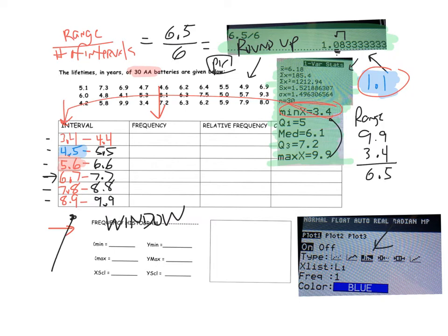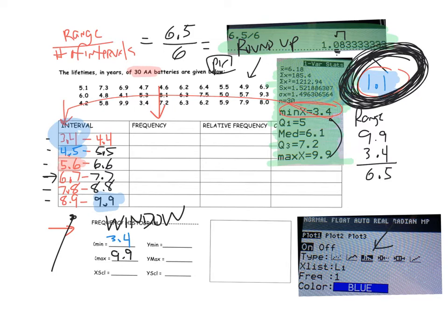So here, x min is the smallest data value, so that's 3.4. X max is where the last interval ends, so here the x max is going to be 9.9. And the x scale is the size of the interval, the class width that we calculated by doing the range divided by the number of intervals. So here that's going to be 1.1. Y min is always 0.